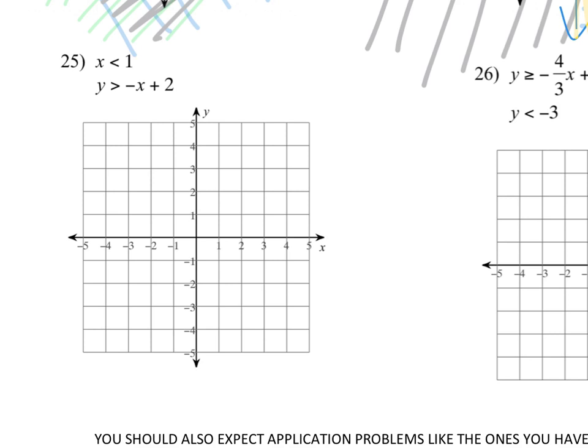Okay, so both of these, at least we don't need to convert. So x is less than 1. It's just going to be a vertical line going through the 1. Okay, so I'm going to draw the vertical line first. And then y is greater than negative x plus 2. I'm going to start at that y-intercept of 2. And then, oh, what do I need to change about my line, guys? It's not dotted. Uh-oh.